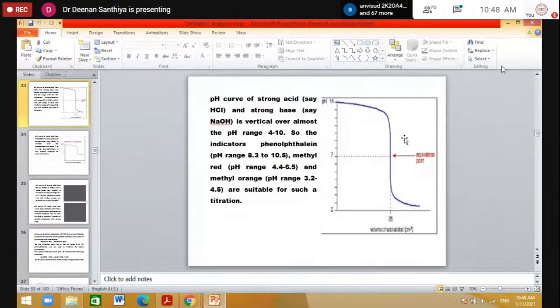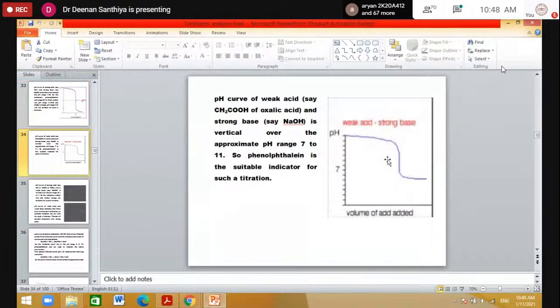Samajh gaye? Okay, so when you take a weak acid and strong base, what will happen? The weak acid always has an equilibrium, like acetic acid. If you take acetic acid, there is always an equilibrium, dissociation. So this portion will be short because of that. This is the portion where the sudden jump is taking place, that is pH range 7 to 11, this vertical portion.